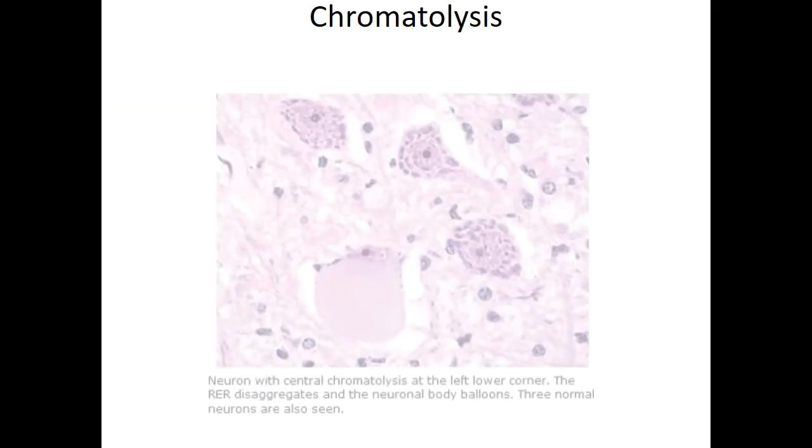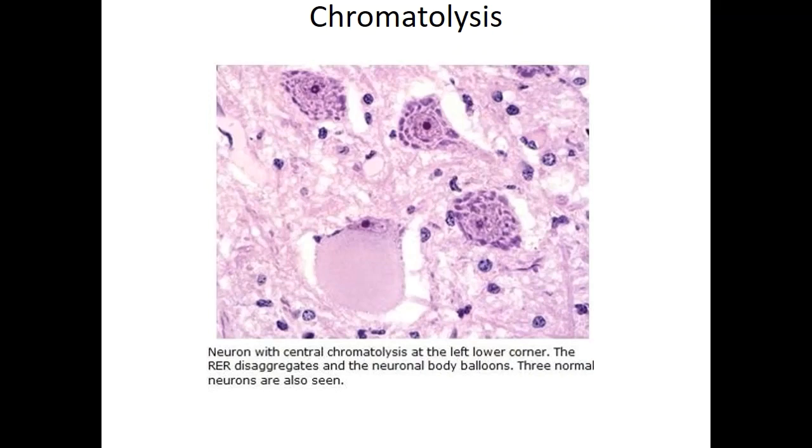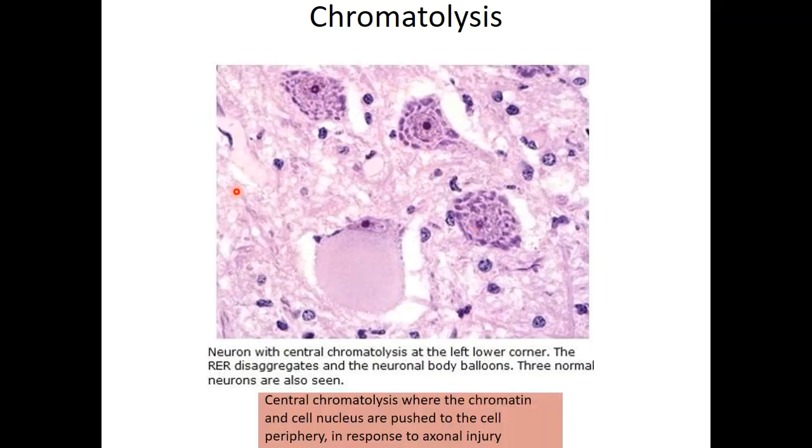Now, what is chromatolysis? Chromatolysis, as has already been discussed in the first class, this is a characteristic neuron showing a central chromatolysis. Okay, there is disaggregation of the rough endoplasmic reticulum and the neuronal body has characteristically ballooned. There are 3 normal neurons that you can see with characteristic rough endoplasmic reticulum. So central chromatolysis is a condition where the chromatin and the nucleus is pushed to the periphery of the cell, and this is a response to axonal injury.